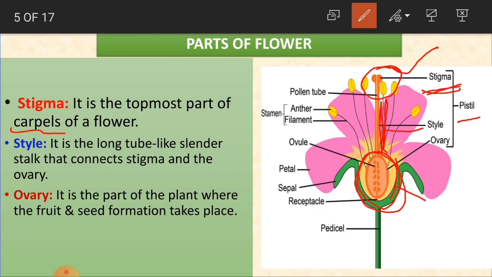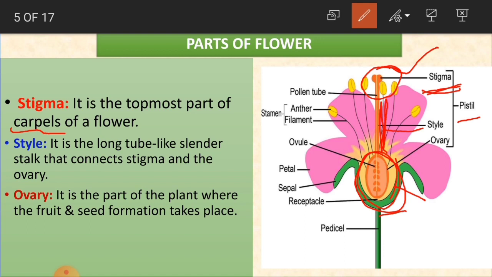It's laying down inside the flower, this part, the ovary. So here, fruit and seed formation takes place. You might have seen seeds, like vegetable seeds, flower seeds, fruit seeds, so many seeds. If we want to plant a new tree, what we have to do is sow a seed inside the soil, then we will get a new plant.